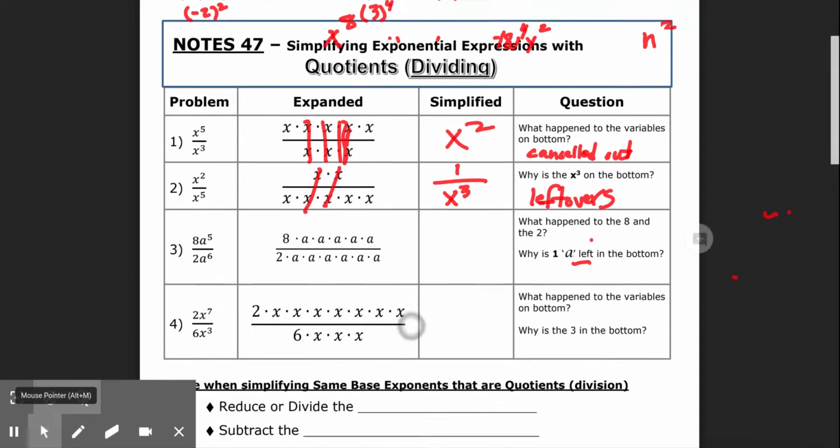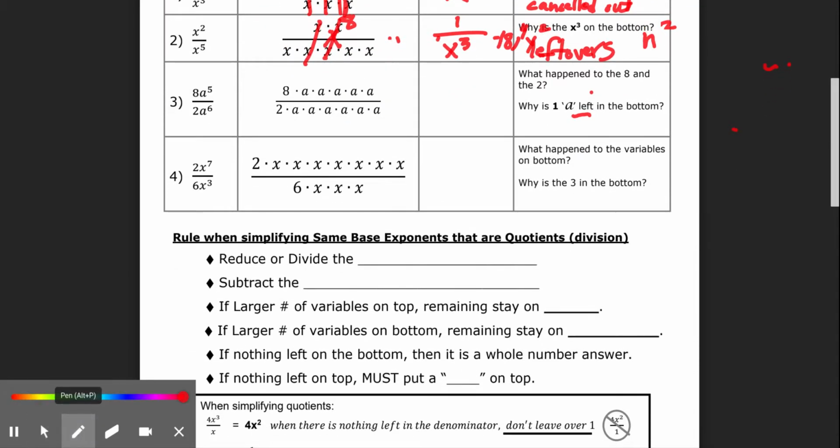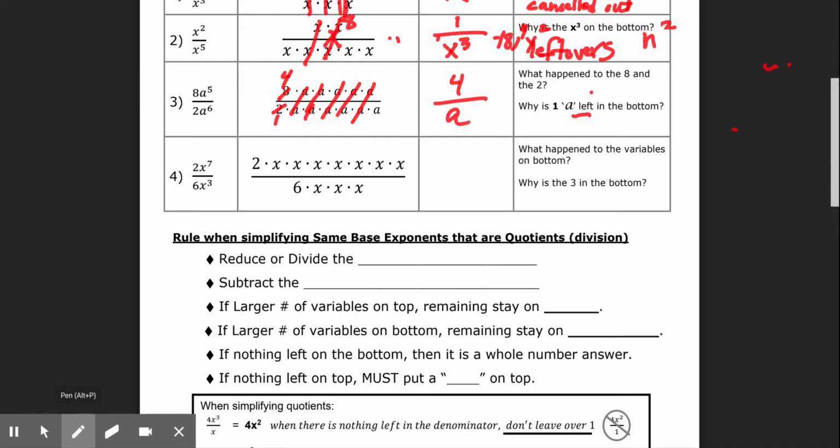Number 3. You have 8a to the 5th divided by 2a to the 6th. So we can reduce the 8 and the 2. So 8 divided by 2 is 4, and 2 divided by 2 is 1. And then we can go through and cancel out the a's. There's a pair, pair, pair, pair, pair. So we are left with 4 in the numerator, all over 1a in the denominator. So what happened to the 8 and the 2? We simplified it or reduced it. Why is 1a left on the bottom?